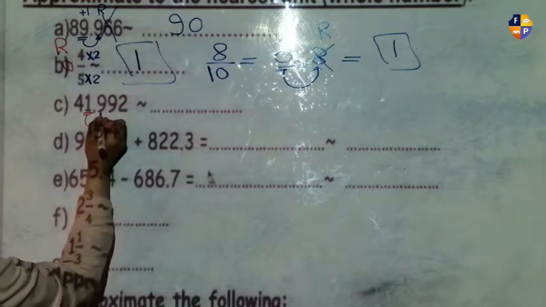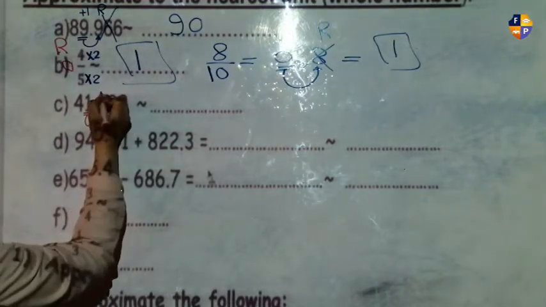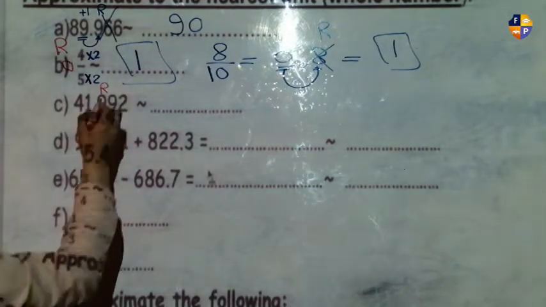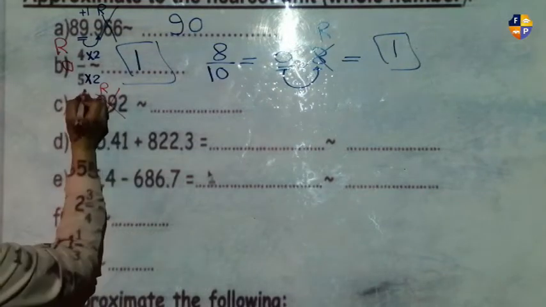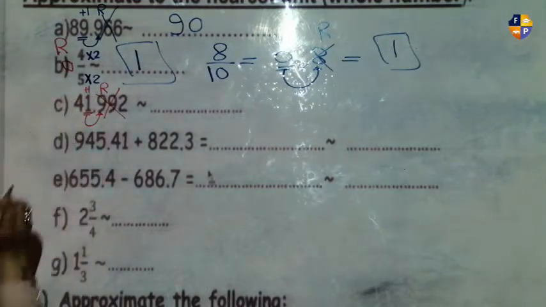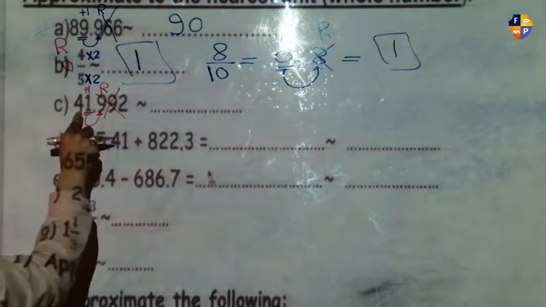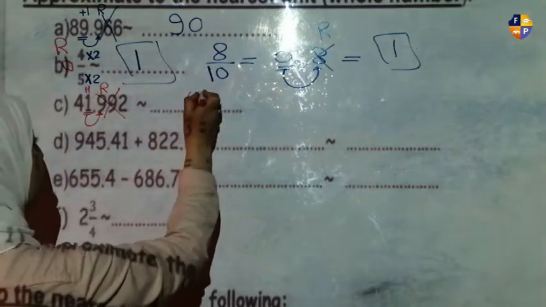And now 41.992, as we said in the same sequence. Underline the digit in units. Look at tenth place. 9 is rich. Cross the decimal part and add 1 to units and keep the other digits as they are. 1 plus 1 equals 2. 42.